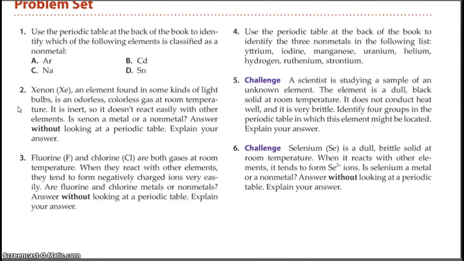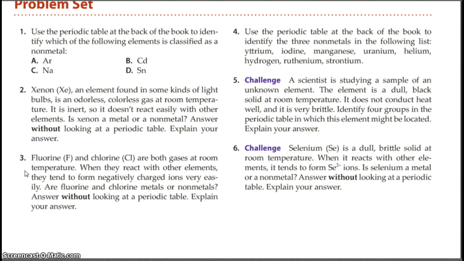Answer is, well, it's a gas, and only nonmetals are gases at room temperature. So that's your first indication that because it's a gas, it has to be a nonmetal. When they say it's inert, it doesn't react. Okay, so what kind of nonmetal is it? It's a noble gas. It's not going to react because it has a full outer shell.